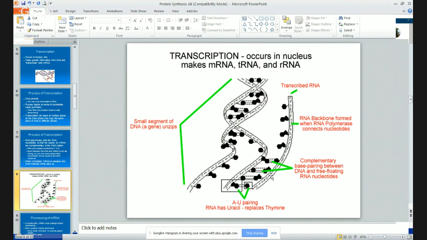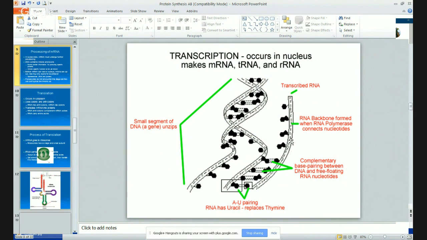Like I said, the only difference is that on the RNA, you're obviously not going to have the thymine. It's just going to be substituted with uracil. That's it. But that's basically transcription in a nutshell. It's pretty simple.